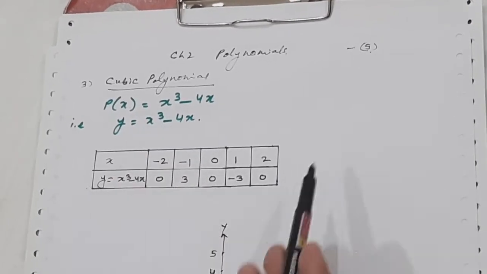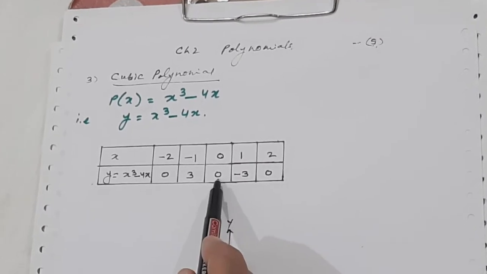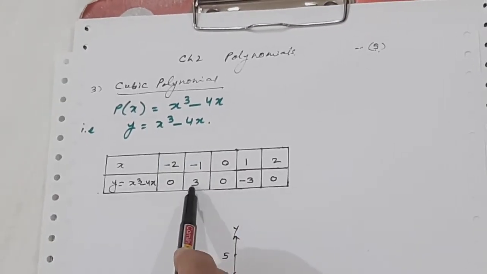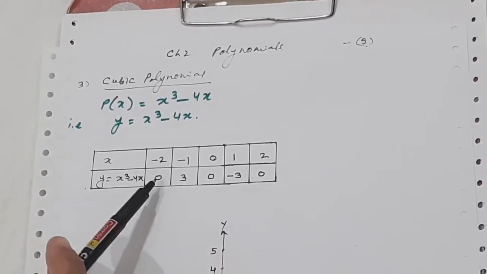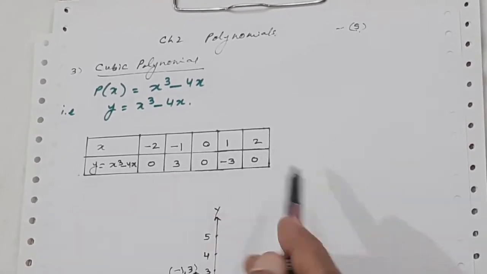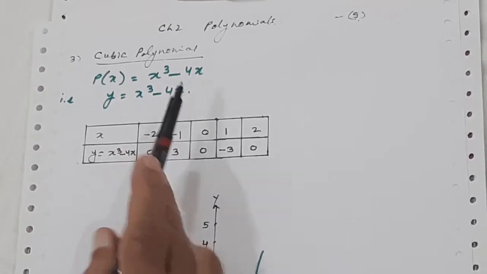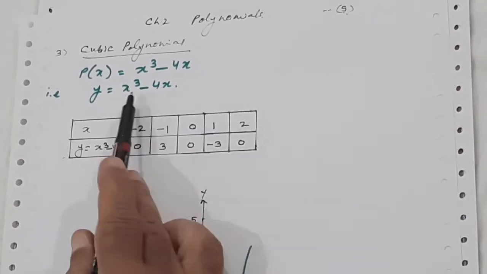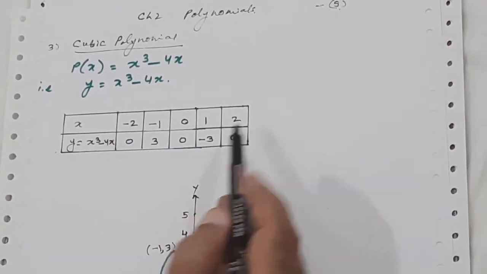Let us see now. Take x value 0, y value 0. Take x value minus 1, y value we get 3. Take x is equal to minus 2, y we get 0. If you want I can show you. Now x is equal to 1. So 1 cube is 1, minus 4, minus 3. Take 2 cube. 2 cube is 8. 8 minus 8 becomes 0. See here.